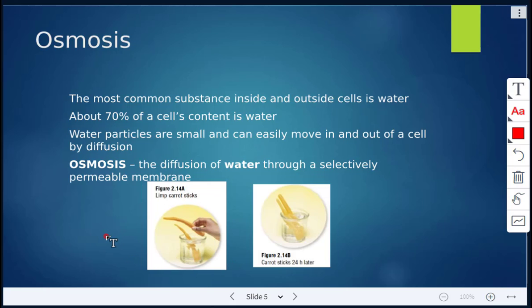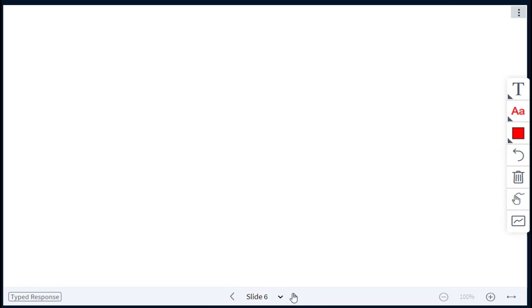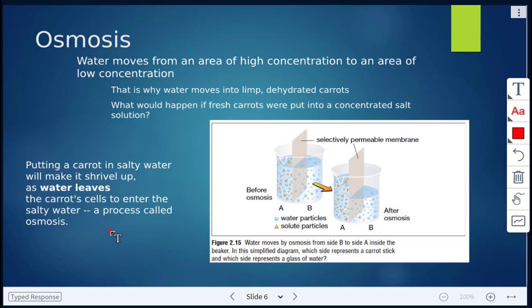Here in this diagram, we're just looking at limp carrot sticks that you sometimes might find in your fridge. If you put them into a glass of water, about 2 hours later, they'll be back to being crisp carrot sticks again. And that's because of osmosis, the diffusion of water. The water has now moved into the carrots to make them crispy again. Works with celery as well. Continuing with osmosis, water moves from an area of high concentration to an area of low concentration. That's why water moved into those limp dehydrated carrots.